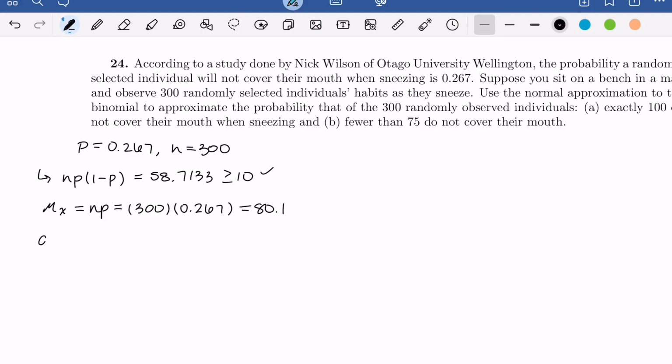Now, the formula for the standard deviation in this case is going to be given by the square root of n times p times 1 minus p here. So the square root of this value. All right, so if we plug everything in there, this is going to give us approximately 7.662. So with this information, we can now answer parts A and B here.